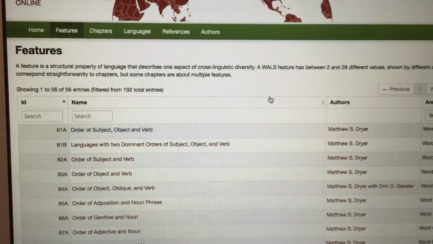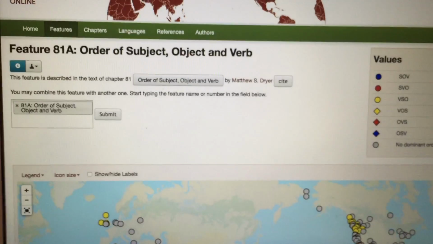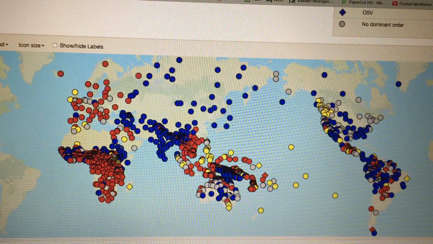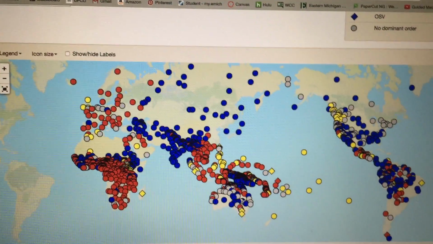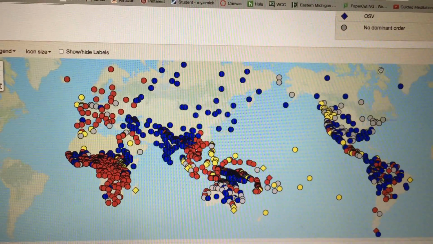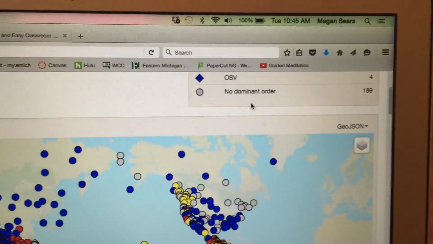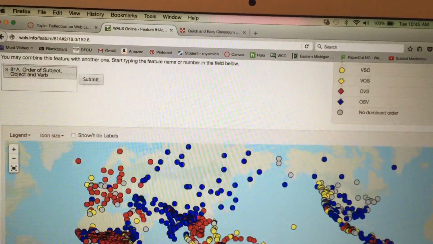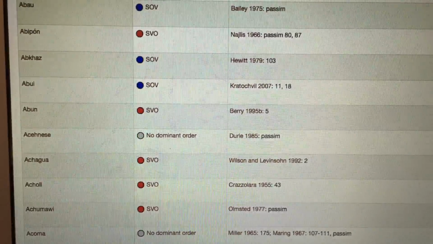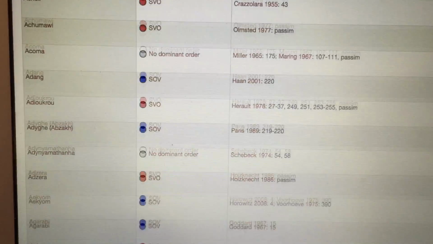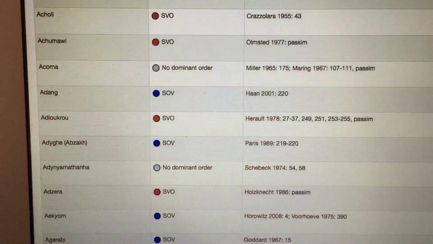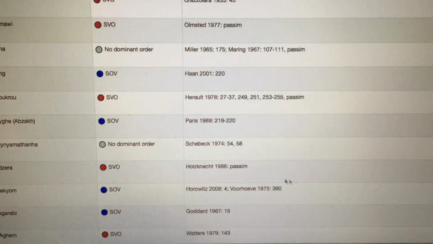feature in English. And this website brings up a map that shows places around the world where we see some sort of subject, verb, object order used in language. However, there's also these gray dots, and the gray dots indicate there's no dominant order in some languages, which is also handy to know. So as you scroll down, it gives you an alphabetical list of the languages in the database, and it tells you whether they follow an SVO, SOV, or whether there's no dominant order at all.